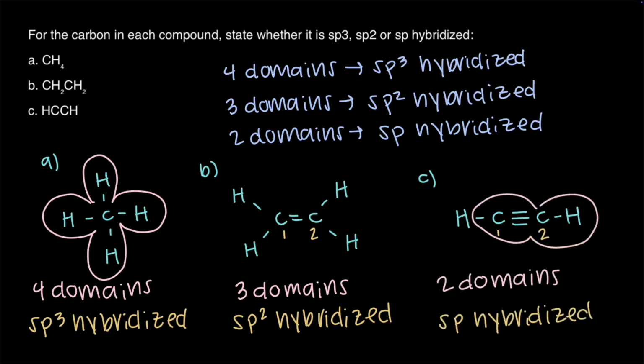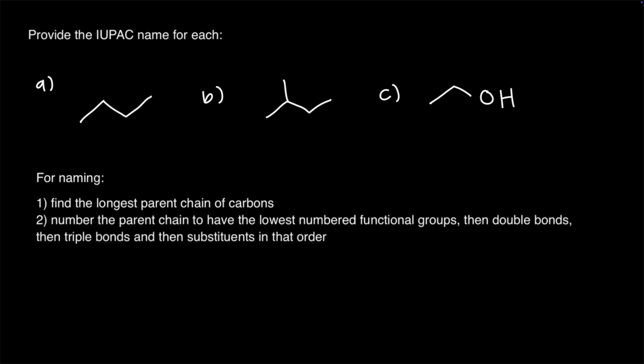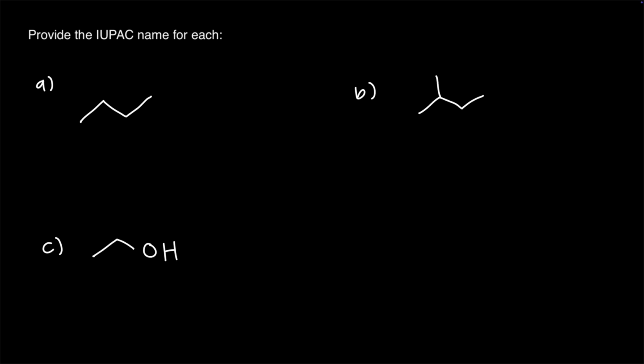Provide the IUPAC name for each. For naming, we will first find the longest parent chain of carbons, and then number the parent chain to have lowest numbered functional groups, then double bonds, then triple bonds, and then substituents. For A, the longest parent chain is 4 carbons, all single bonds with no substituents. All single bonds will have the ending A and E, and the prefix for 4 carbons is but. The name will be butane.